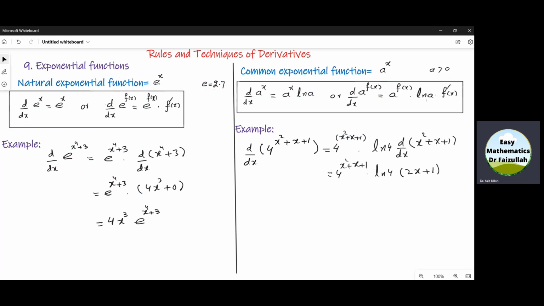That's all. Let us write a simple example. I have 5 power x square. Let us differentiate 5 power x square. So according to the above formula, I will write it as it is, 5 power x square, then natural log of 5, and then let us differentiate the function, which is x square. So from this we get 5 power x square into ln 5, and the inner differentiation is 2x. So that is the required solution.